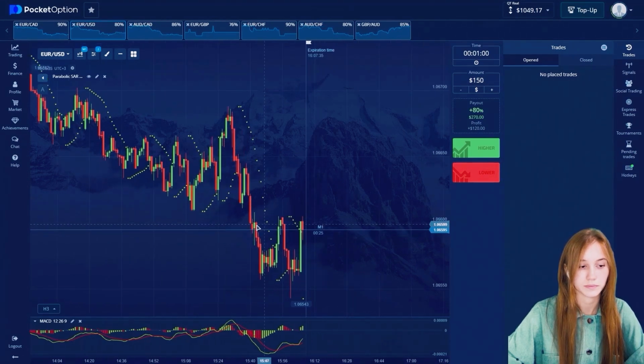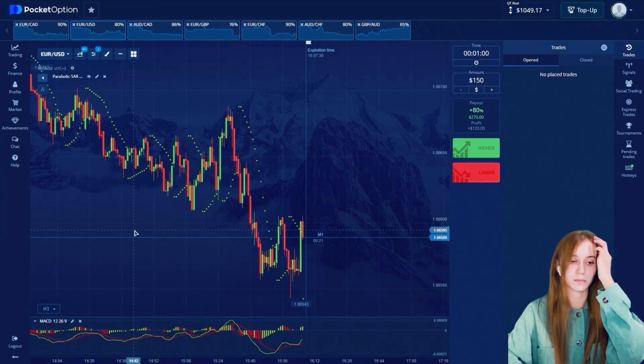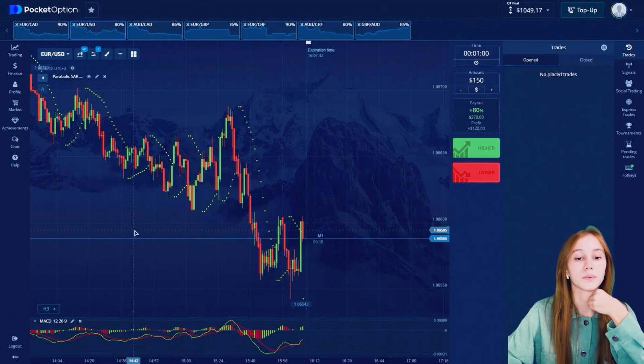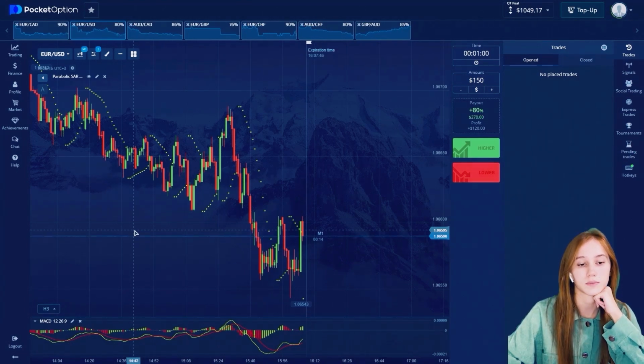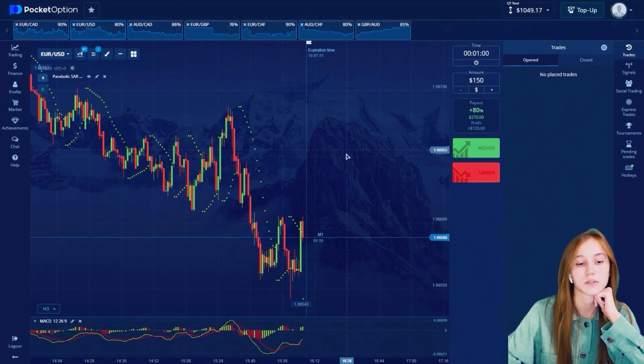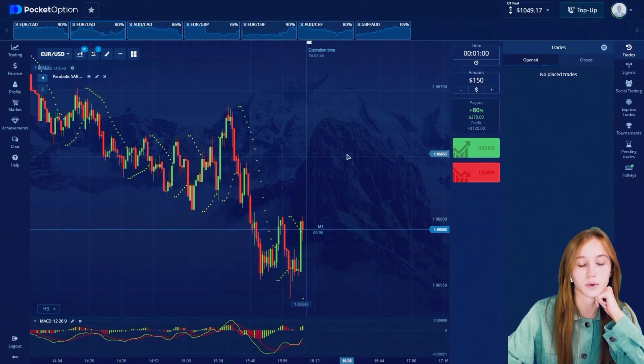Let's finish our trading session for today and summarize it. We increased our balance. It was the beginning balance. The starting balance was $10, and now it's more than $1,000.